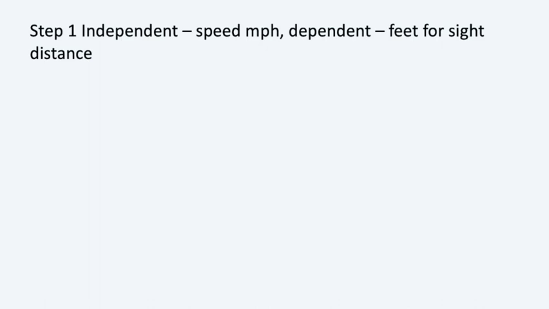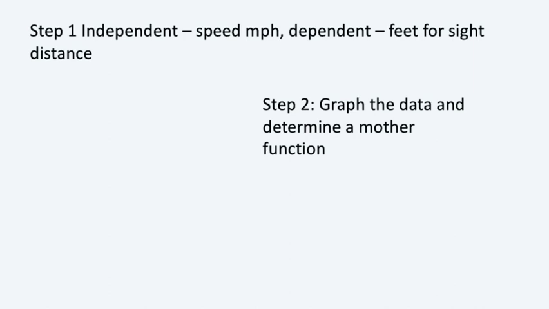So step 1, we need to determine the independent and dependent variables. Because the distance you need to see in order to change lanes is dependent upon your speed in miles per hour, we are going to say that the independent variable is the speed, while the dependent variable is the distance in feet for the sight distance. So the next step, we're going to graph the data to determine what function we need to use.